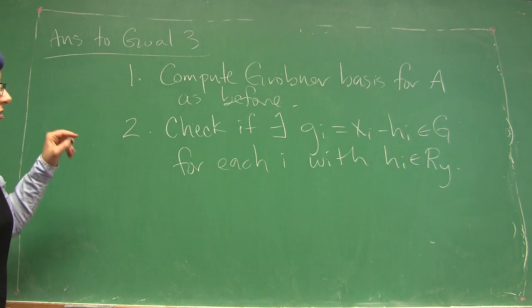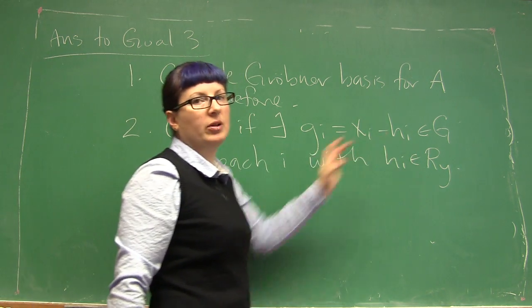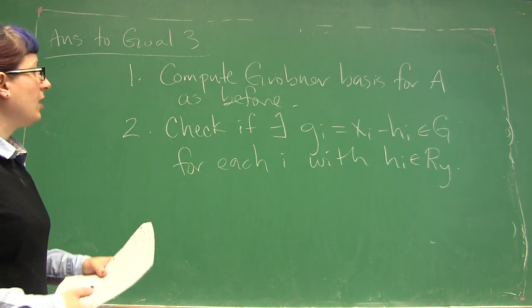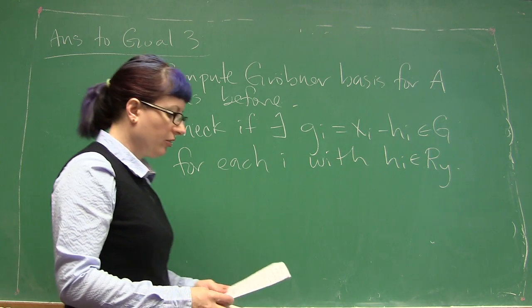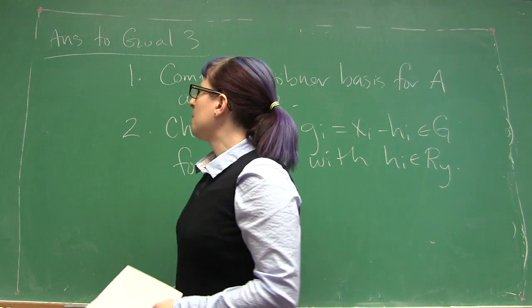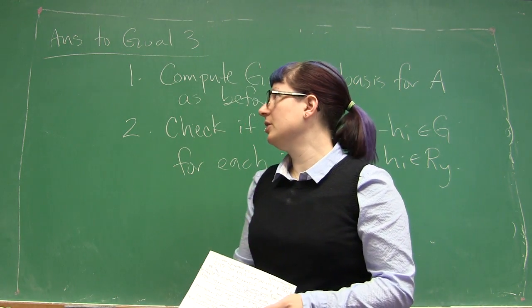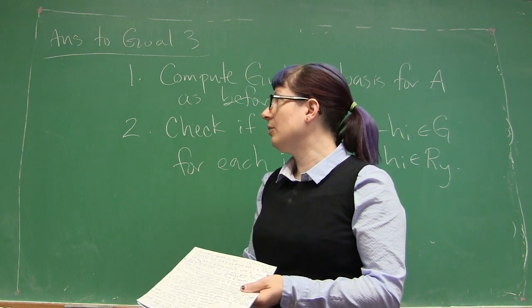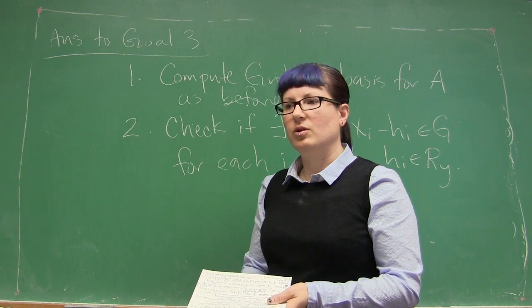If for each variable xi there exists a Grobner basis element that's xi minus a polynomial in y variables, then we know phi is onto, and if that's not the case, then we know phi is not onto. So that answers our question. Okay, so that addresses all three of our goals, but we're not done. What we want to do next is answer the same three goals, but now for quotient rings.